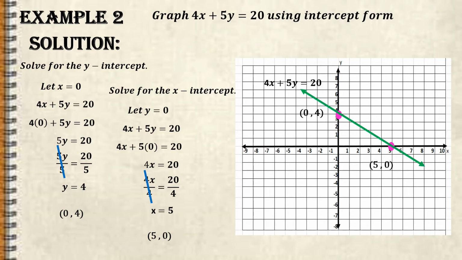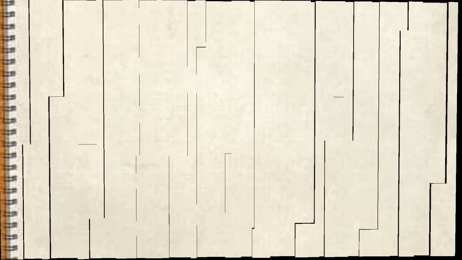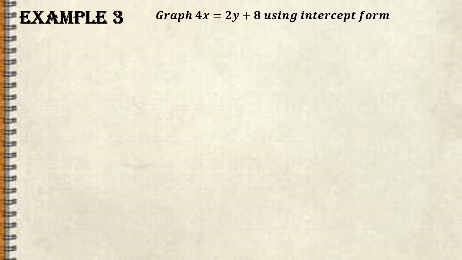So let's have example. Okay, so let's have example number 3. So you have to graph 4x equals 2y plus 8 using intercept form. So dito, pwede nating ayusin siya in standard form. So 4x equals 2y plus 8. So kailangan yung 2y natin dito, nasa left side siya. So magiging 4x minus 2y equals positive 8. So you can use either this one or itong naka-standard form. So let's say ang gagamitin natin is yung hindi nakaayos.